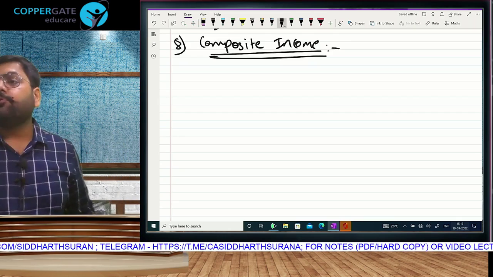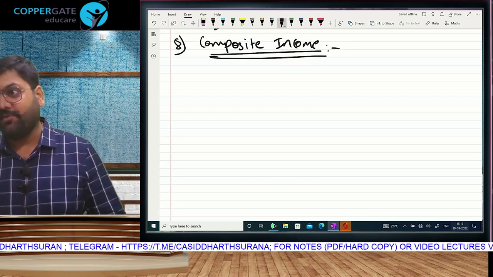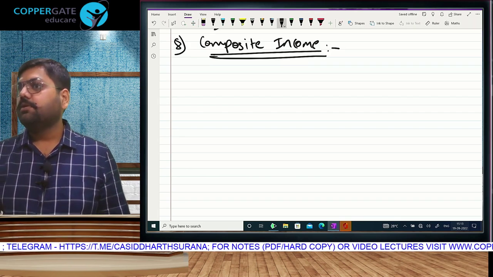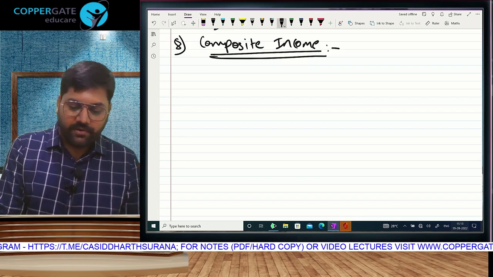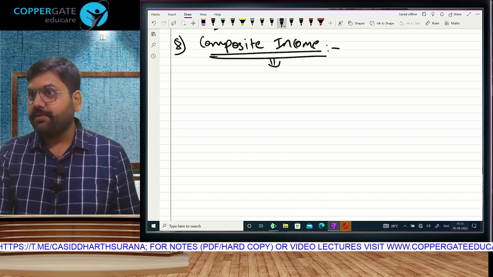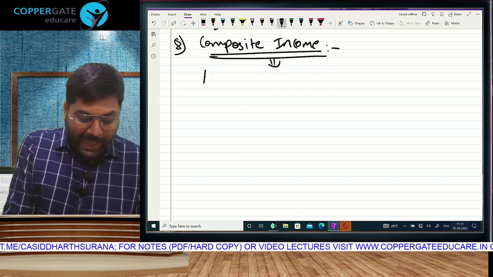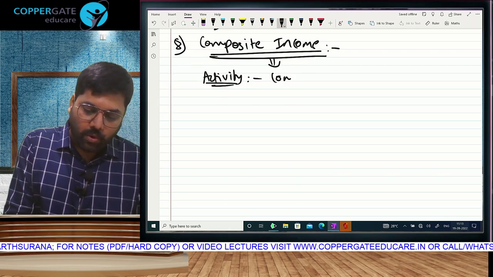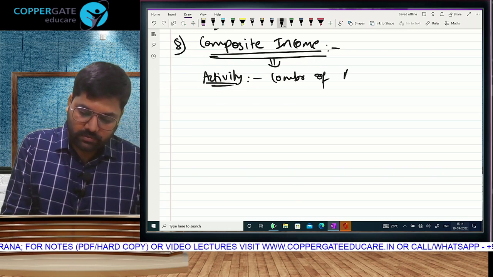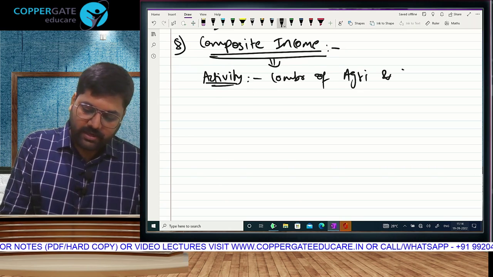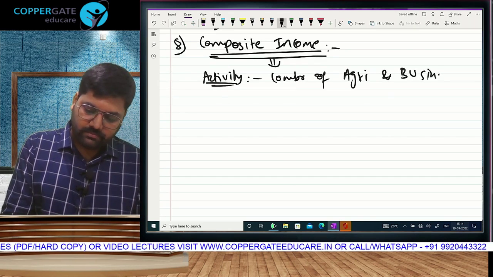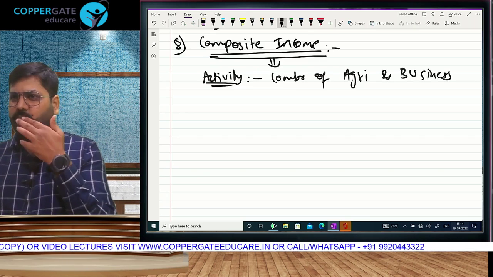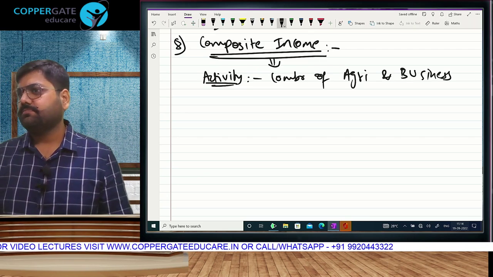Okay? Composite income. This is more important because it's a part of agriculture. Complete this, then we'll go to future sections. Composite income. Sir, what is composite? Sir, composite means sometimes you can be doing an activity which is a combo of agriculture and business. A little agriculture, a little business, a combo activity.